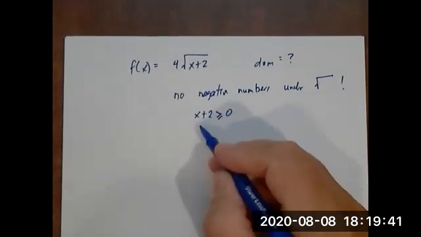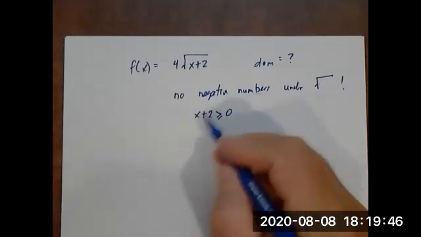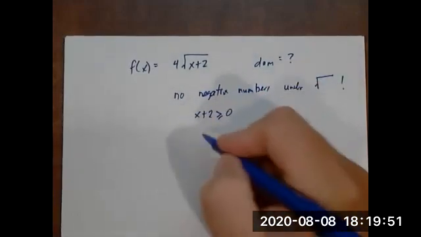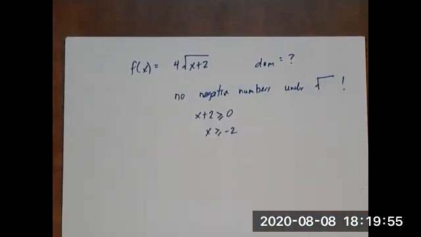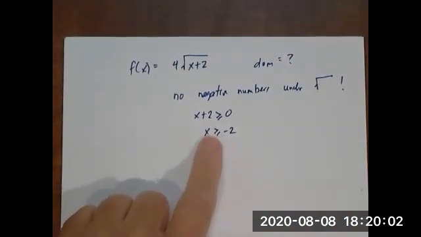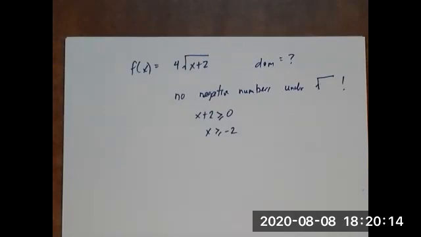I'm going to go ahead and solve this inequality. Hopefully you all remember how to do that. It's sort of like solving an equation, right? I want to get x by itself. So if I subtract 2 from both sides, I end up with x greater than or equal to negative 2. This is my solution. This is telling me, hey, these are all the values of x that are okay. As long as the value of x is greater than or equal to negative 2, when I plug it into this function, everything's fine.